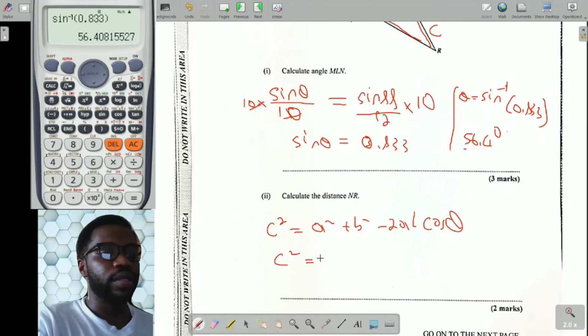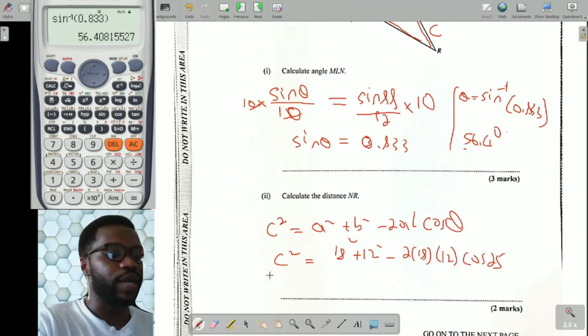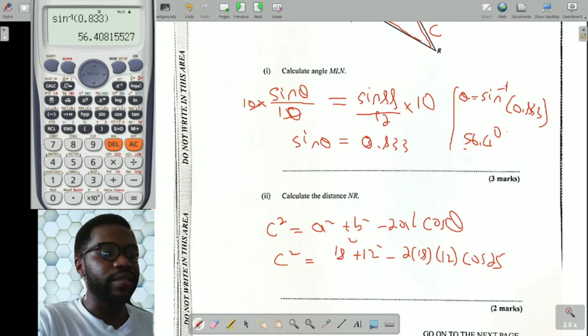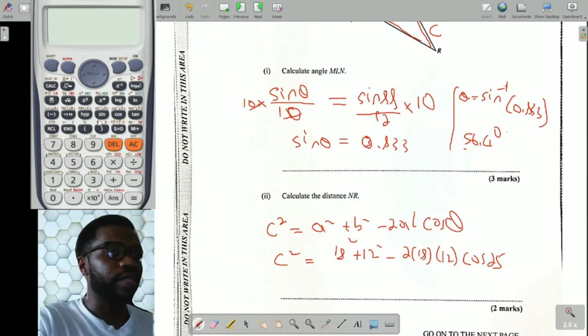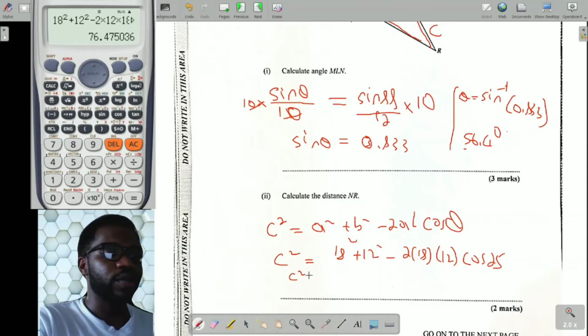So c squared equals 18 squared plus 12 squared minus 2 times 18 times 12 cosine 25 degrees. And guess what? You can put all this inside your calculator. So let's clear this. I'm going to have 18 squared plus 12 squared minus 2 times 12 times 18 cosine of 25 degrees, equals 76.48. So c squared equals 76.48.